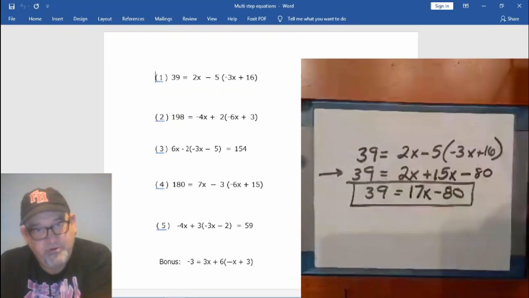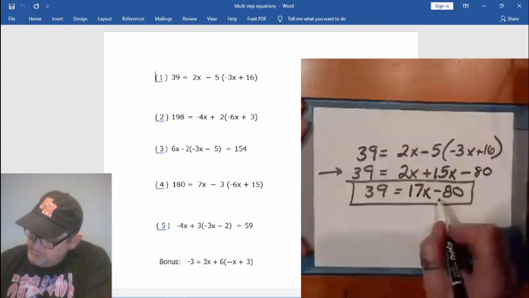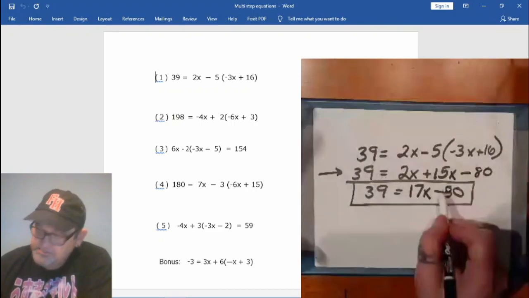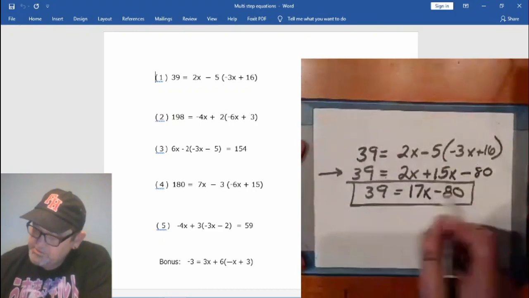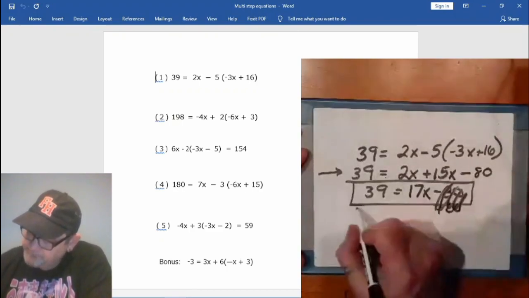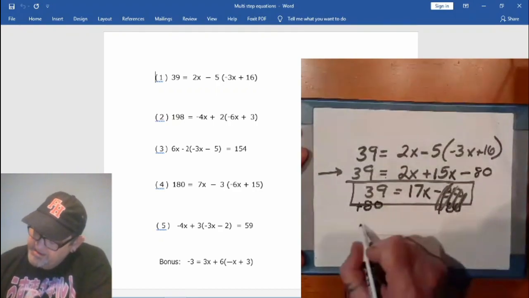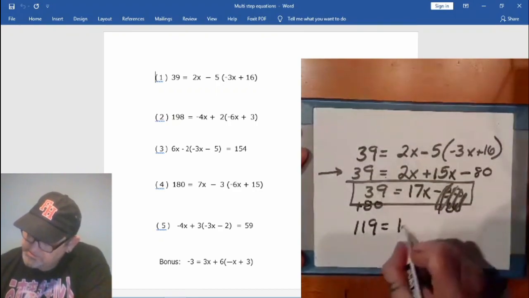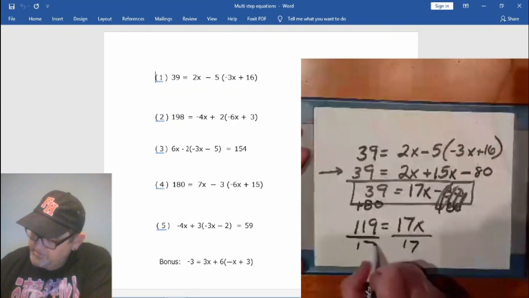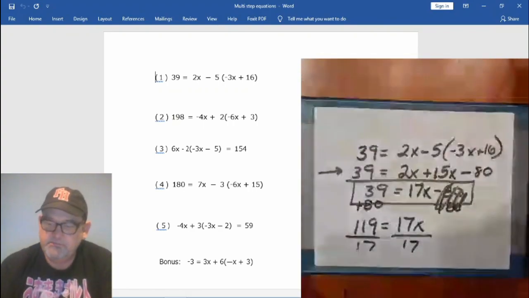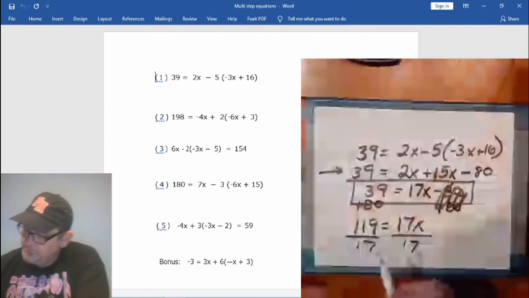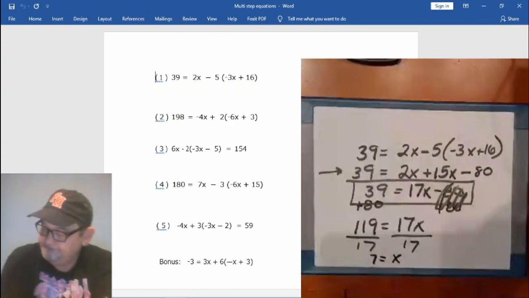Once I get to there, we're pretty much home free, right? So let's go ahead and solve it. I need to add 80 to get rid of it. That's my add-subtract part. It's a big number, but who cares? We can handle it. So plus 80, that cancels out, and I do plus 80 over here. And that is 119 equals 17x. Now I just divide by 17, and hopefully this comes out even. Let's see if it does. 119 divided by 17 is 7. So x equals 7. All right?